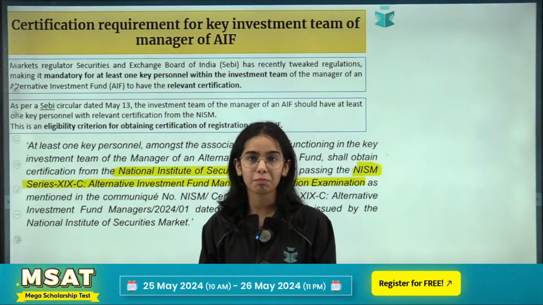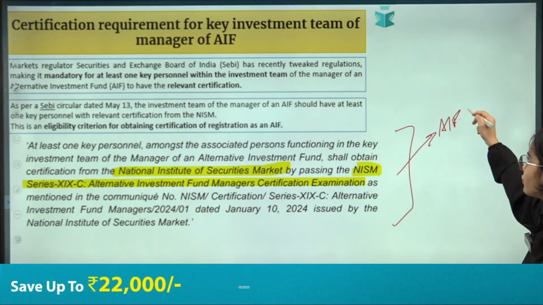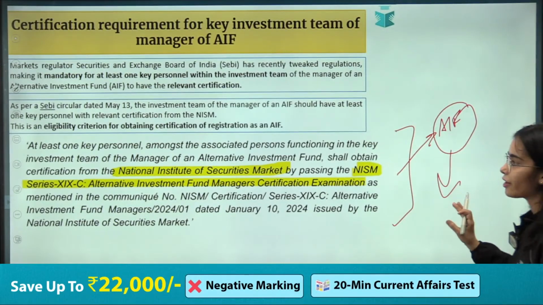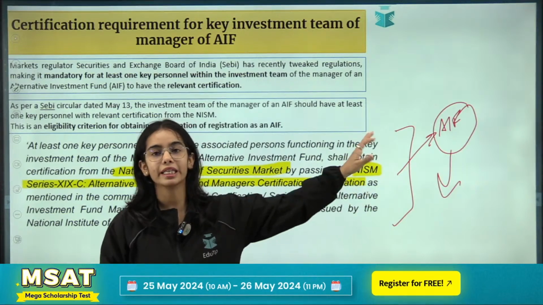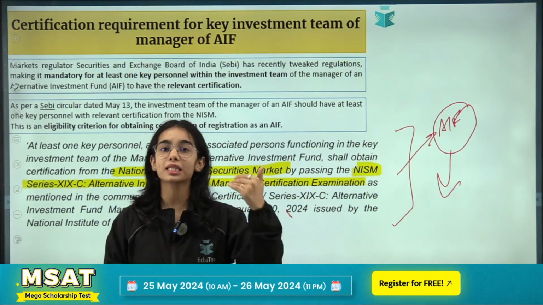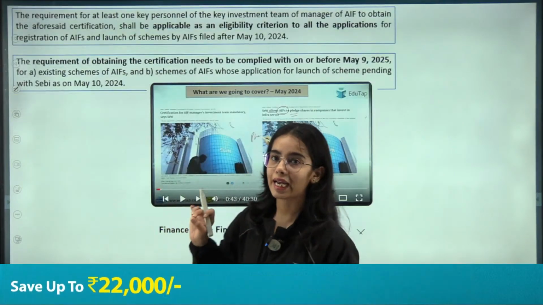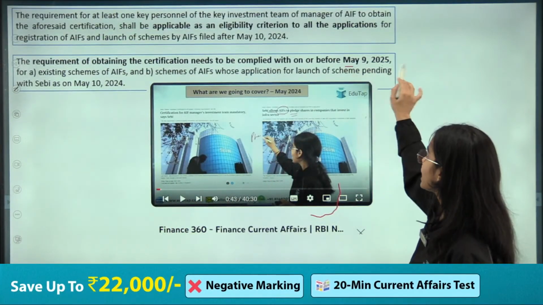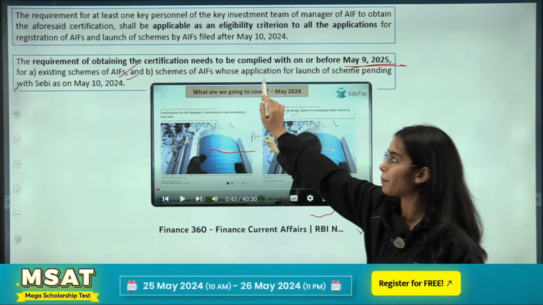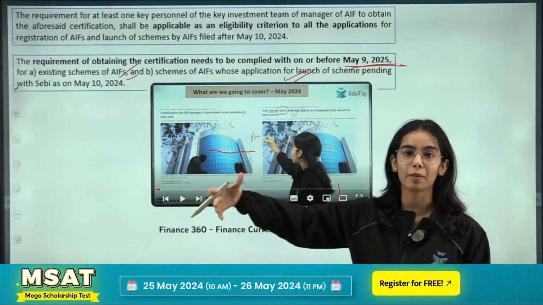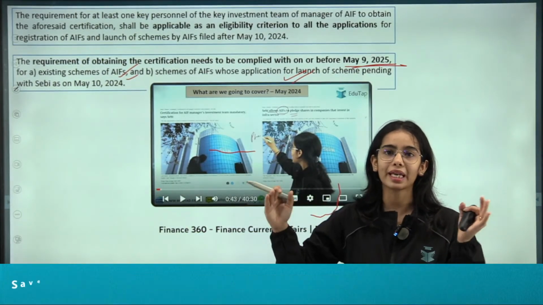We have discussed this completely, that this kind of certification is required by the AIF if they want to get registered. Okay, if they want to become an alternative investment fund, then they have to get this certificate. If the scheme is already working, then they get the timeline of May 9, 2025. So if the scheme is already existing, or if they have applied for the application before May 10, 2024, they will get the timeline till May 9, 2025.